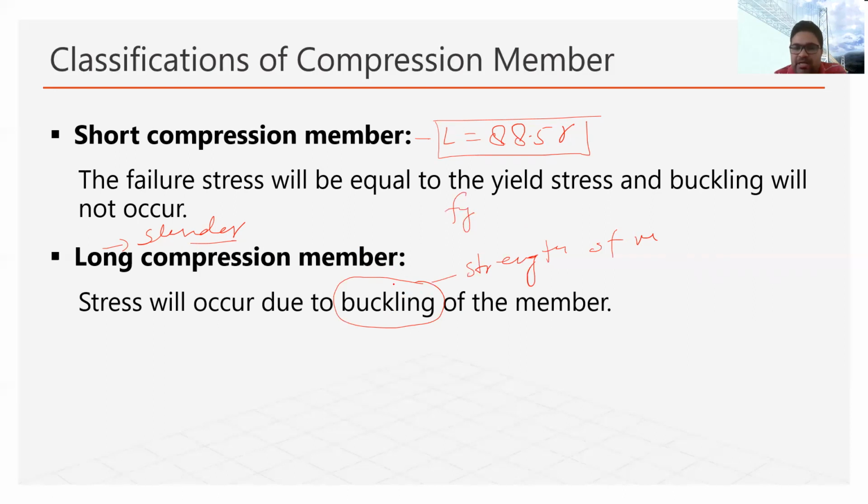So in case of buckling, the stress at which the column will buckle will be less than the Fy value. We generally call it Fcr, and Fcr is basically the critical stress. So this is the critical stress at which any column may buckle, and generally this stress is less than Fy, and that is why we say that strength of member is not utilized when the member is slender.